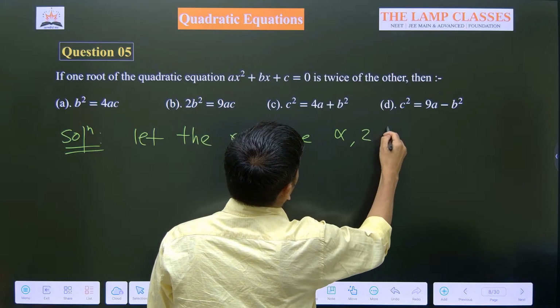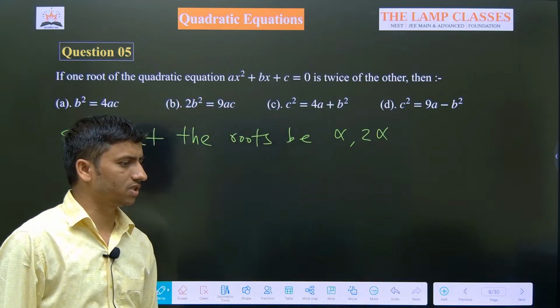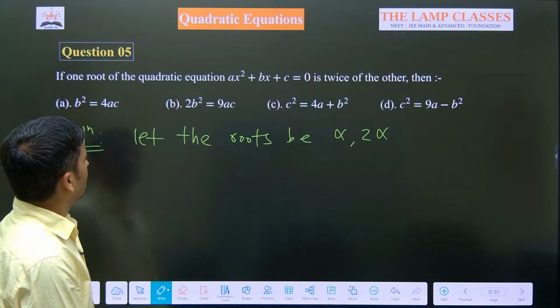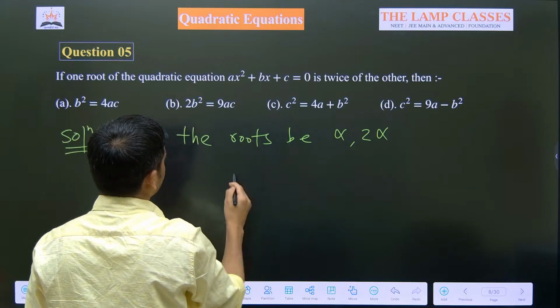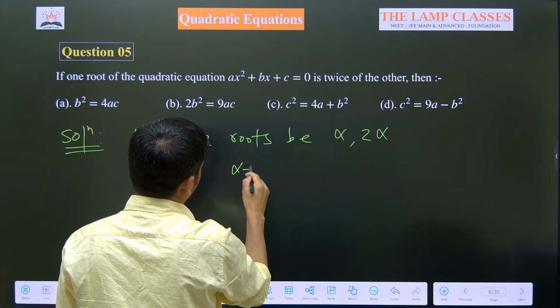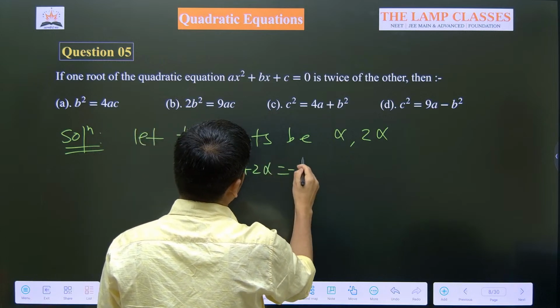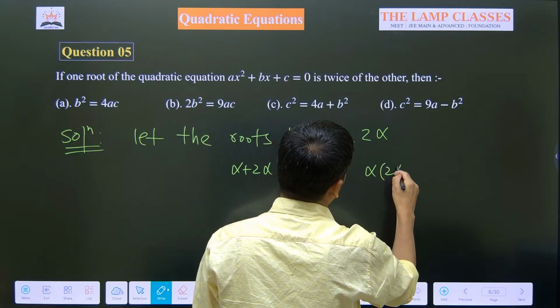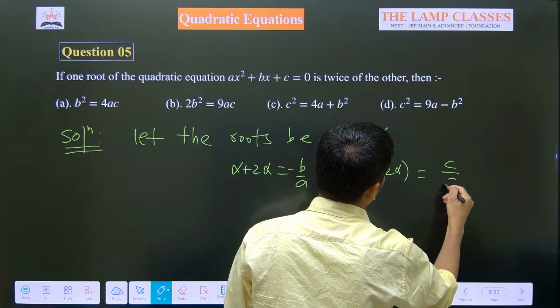Alpha and 2 alpha, right? We will apply sum of the zeros and product of the roots concept. That's easier. So if I find the sum, alpha plus 2 alpha, that has to be minus b upon a, and alpha into 2 alpha, product of the zeros, it will be c upon a.